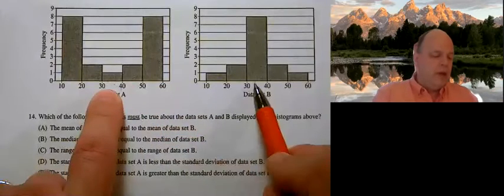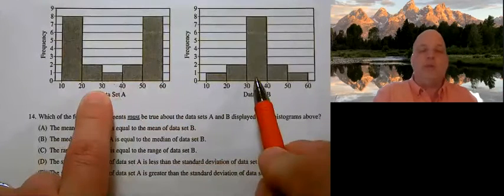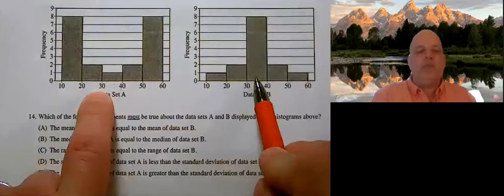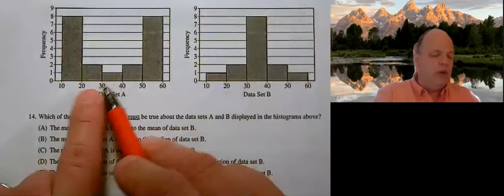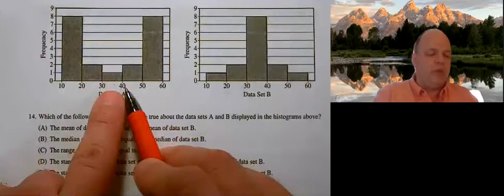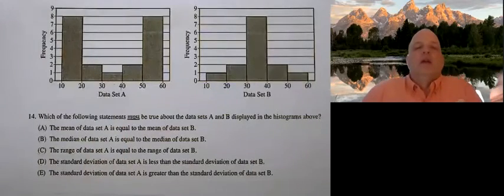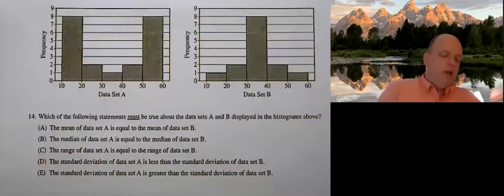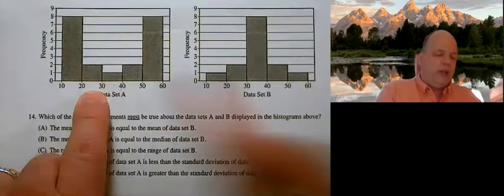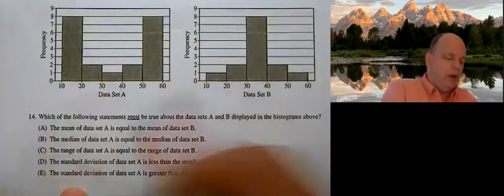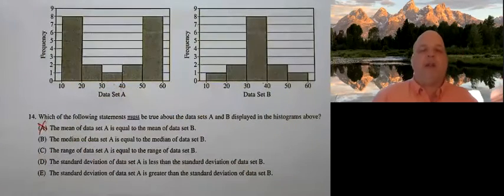Matter of fact, this one and this one might have the same means, but we don't know that. We just know that the mean is between 30 and 40, and the mean is between 30 and 40. Don't know where in there. So the mean of data set A is equal to the mean of B? Well, this one could be right here at 30. This one could be all the way up at 40. So no, we don't know. It doesn't have to be that. We just know it's in that interval.